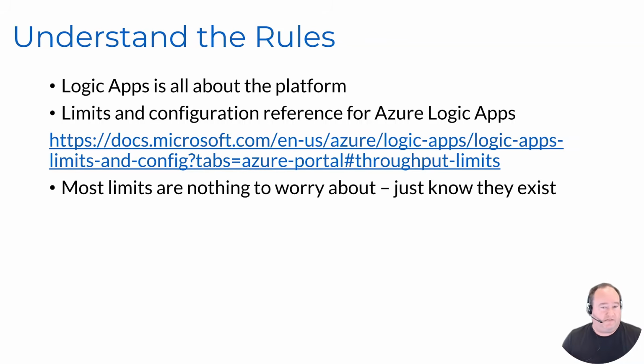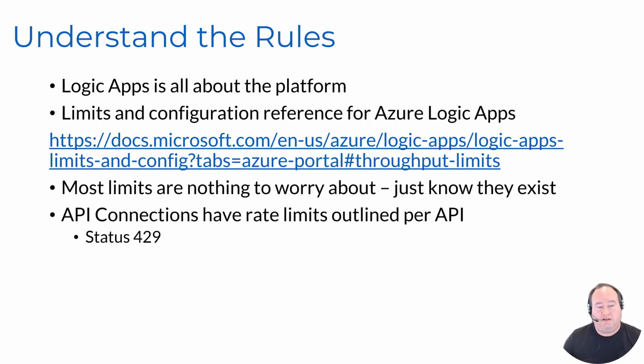You'll find that different connectors will have different limits in terms of file size and such as well. So understand that the limits aren't just at the logic app level, they are also per API connection. The most common thing you'll run into with API connections is rate limiting, which is a status of 429. This is when the Microsoft managed API is saying, hey, you've called me so many times, let's slow it down a little bit so that I don't overwhelm the API connector or your backend system. So 429 will be something you will see.